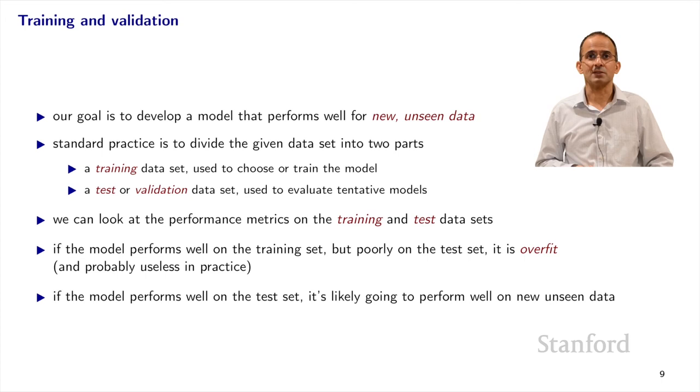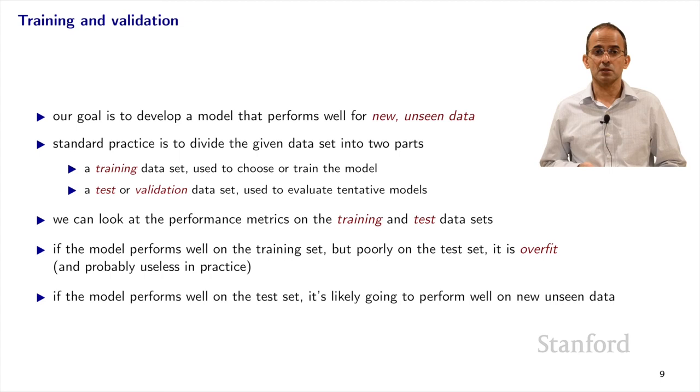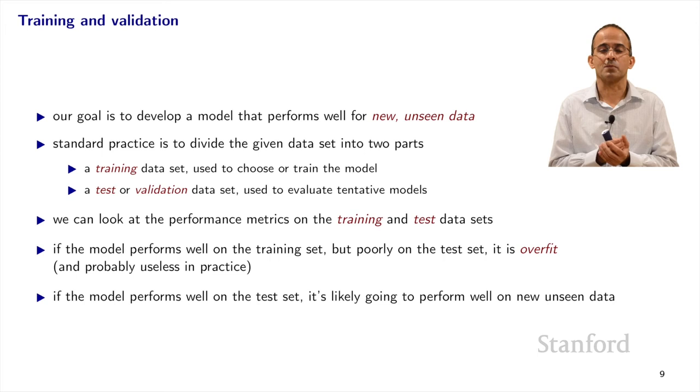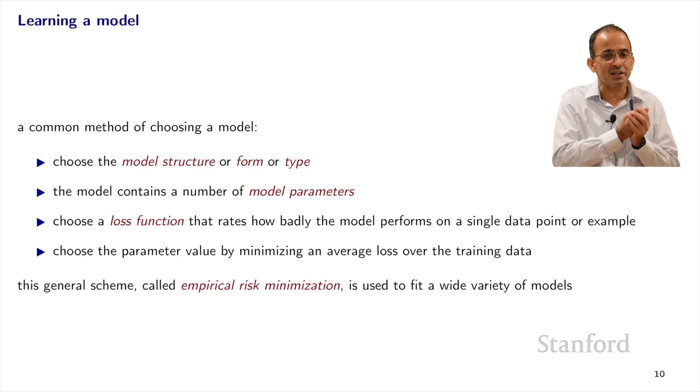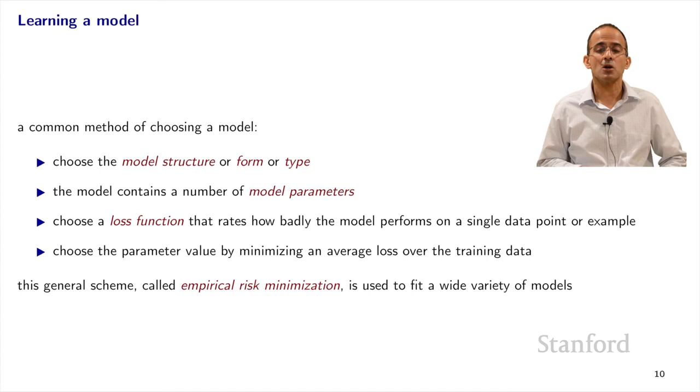So there are a number of different ways one might choose a model. One of the common methods is to say, well, I'm going to choose a class of models. I'm going to choose a model structure, or perhaps a form of model or a type of model. I'm going to say I'm only interested in models which are linear regression models, or I'm only interested in models which are convolutional neural networks, or I'm only interested in models that are trees. Those models are described by numbers, by parameters.